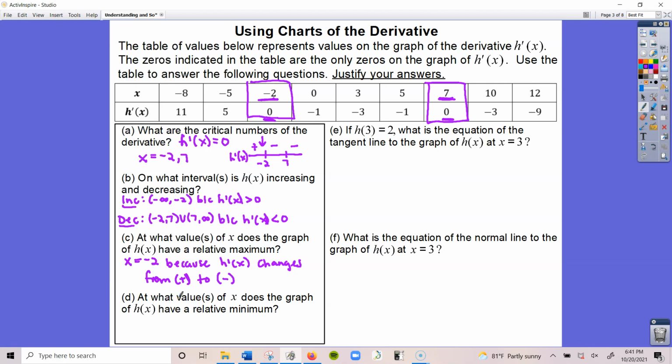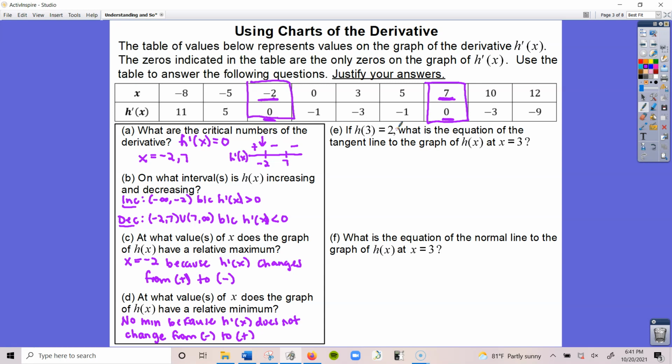At what values of x does the graph of h of x have a relative minimum? If we look at our number line, we only have a minimum when the derivative changes from negative to positive. But over here, it goes negative to negative. Therefore, h of x has no minimum. And we would say because we always want to justify our answers, h prime of x does not change from negative to positive.